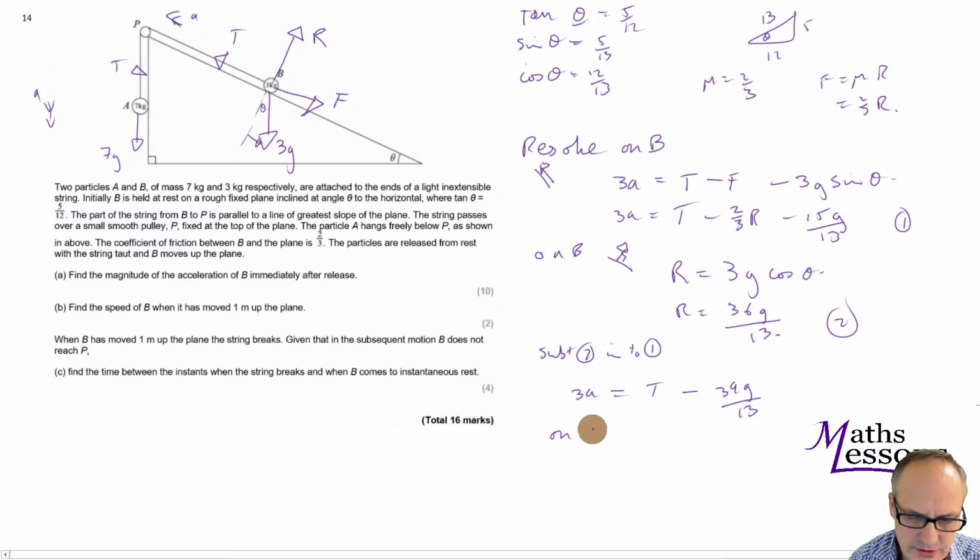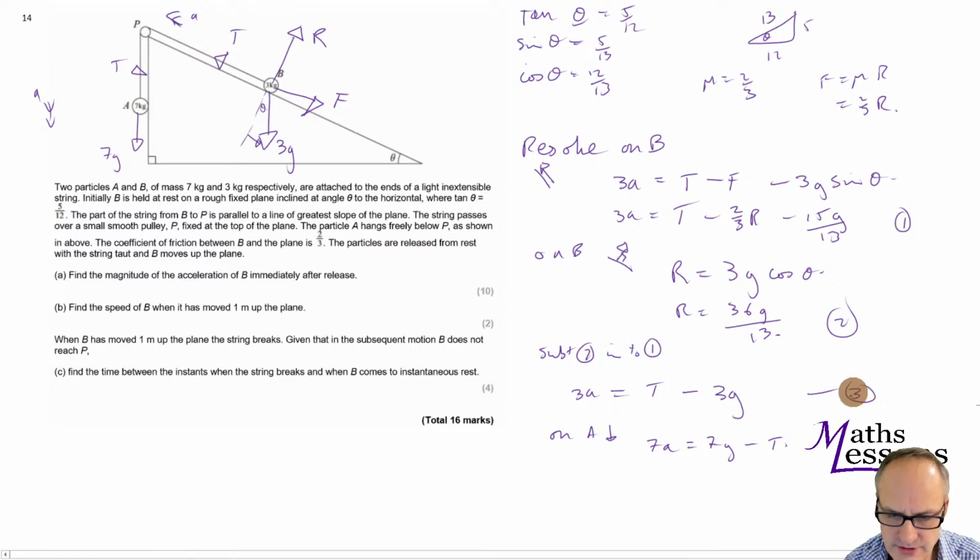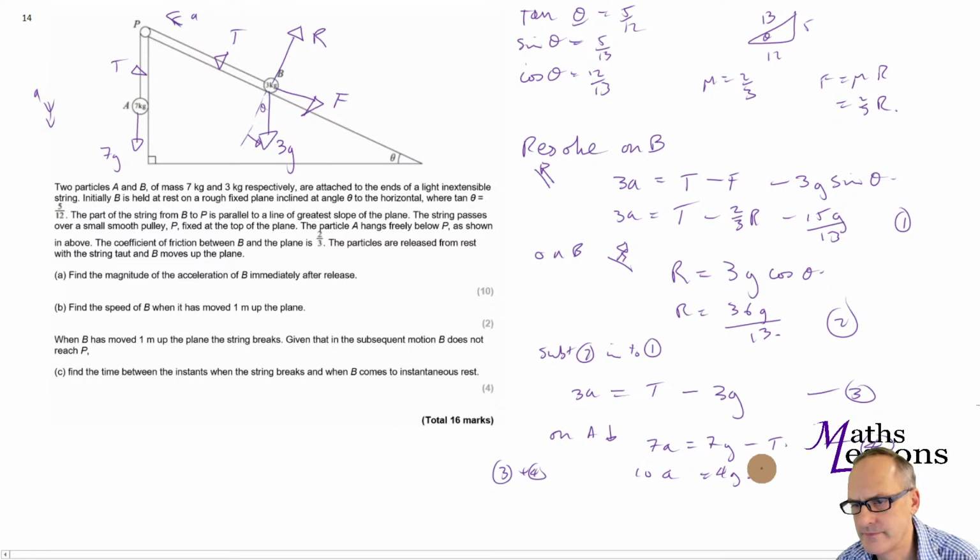Now, if we then resolve on A, and let's go that way, and we're going to have the MA, so it's 7A will equal 7G minus T. Let's just rub this out and turn this into a 3G just to make it look a bit nicer. So we now have equations 3 and 4, and we want to find the acceleration. So if we add these two equations together, we'll get 10A. So 3 plus 4, 10A will equal 4G. So therefore, A will equal 4G/10 meters per second squared.